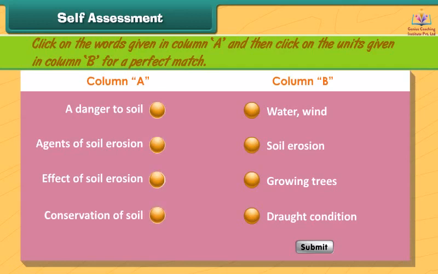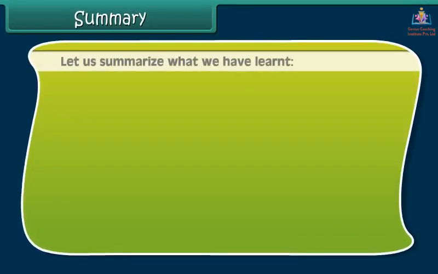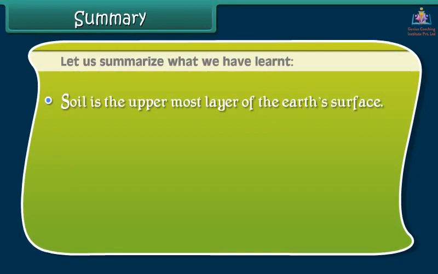Summary. Let us summarize what we have learned. Soil is the uppermost layer of the earth's surface. The natural removal of soil by the action of water or wind is called soil erosion. Water and wind movements along with human activities are responsible for soil erosion. Soil erosion decreases the fertility of soil and affects the natural vegetation badly.